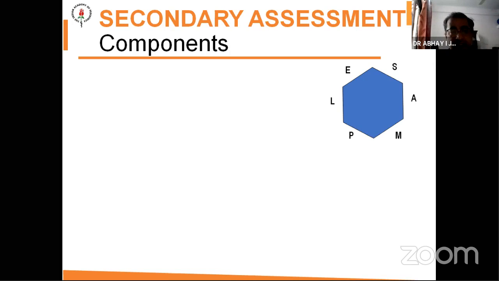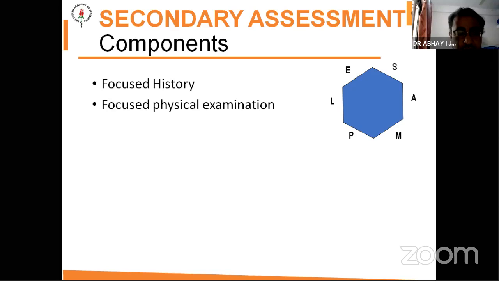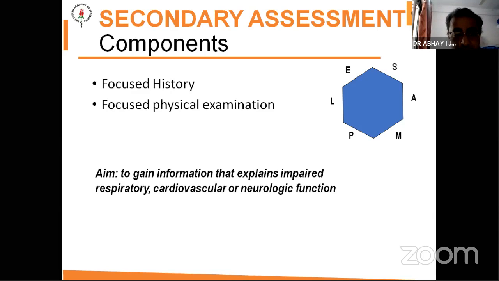Now coming to secondary assessment, and secondary assessment is done by the SAMPLE method. In that we take a focused history and focused physical examination; S is for signs and symptoms. The aim is to gain information that explains impaired respiratory, cardiovascular or neurological function.